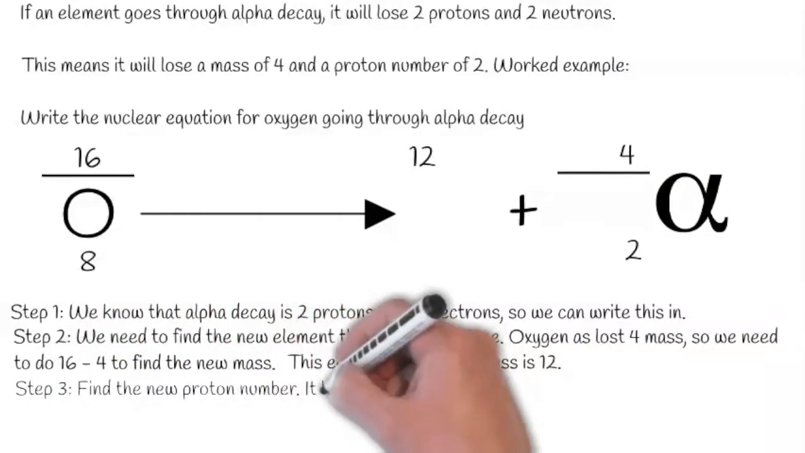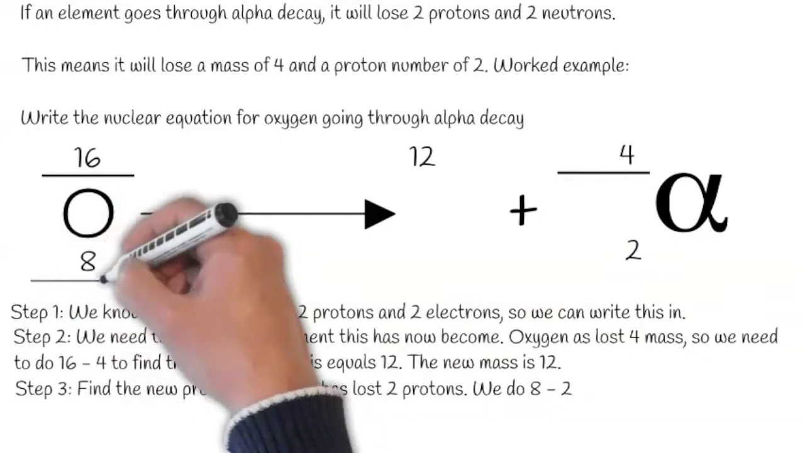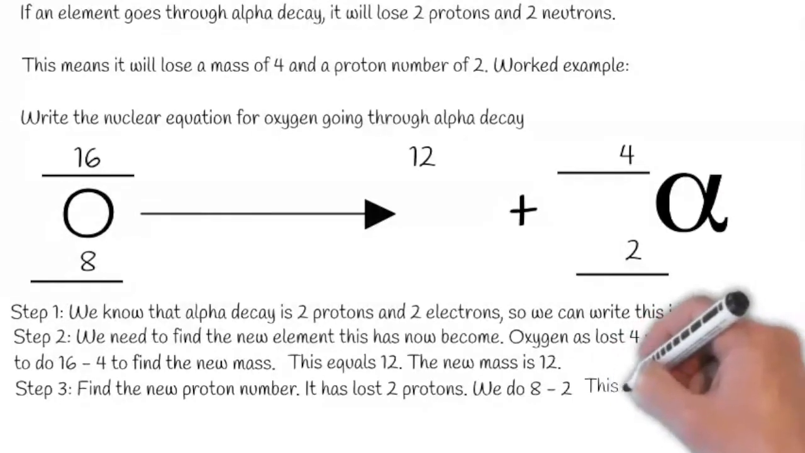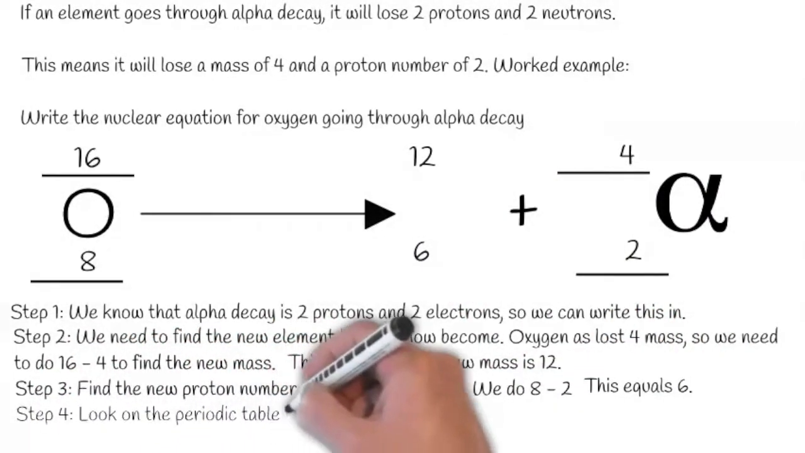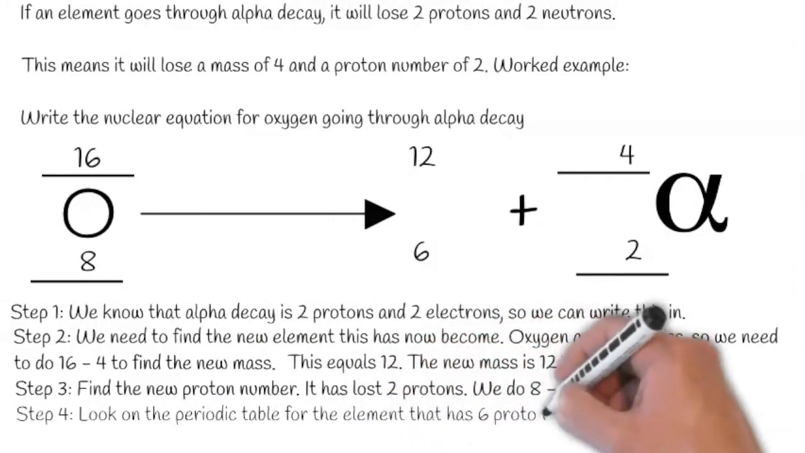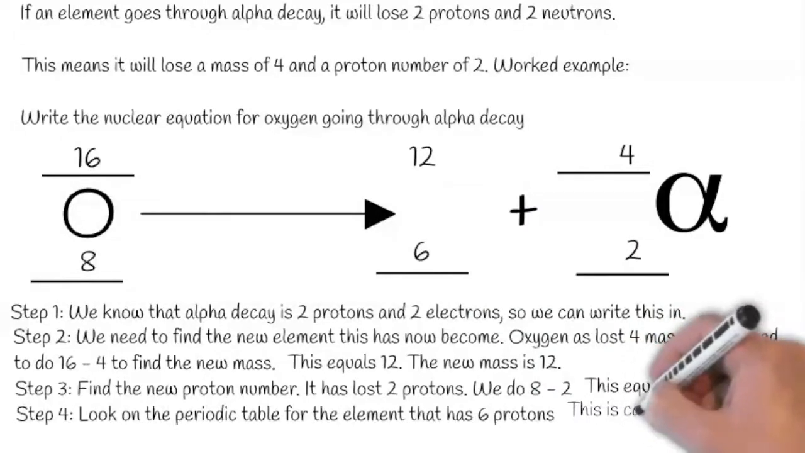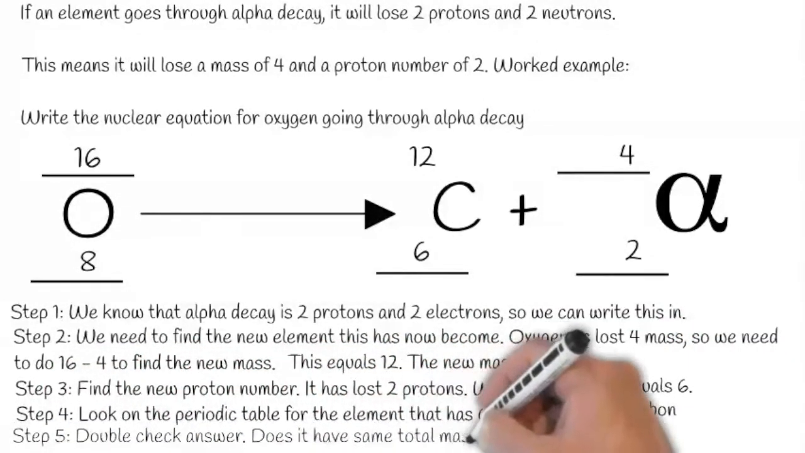Step 3, find the new proton number. It has lost 2 protons. We can do 8, which we've taken from here, minus the 2 from the alpha to make 6. Look on the periodic table for the element that has 6 protons, as that was here. This is carbon, so the new element will be carbon.